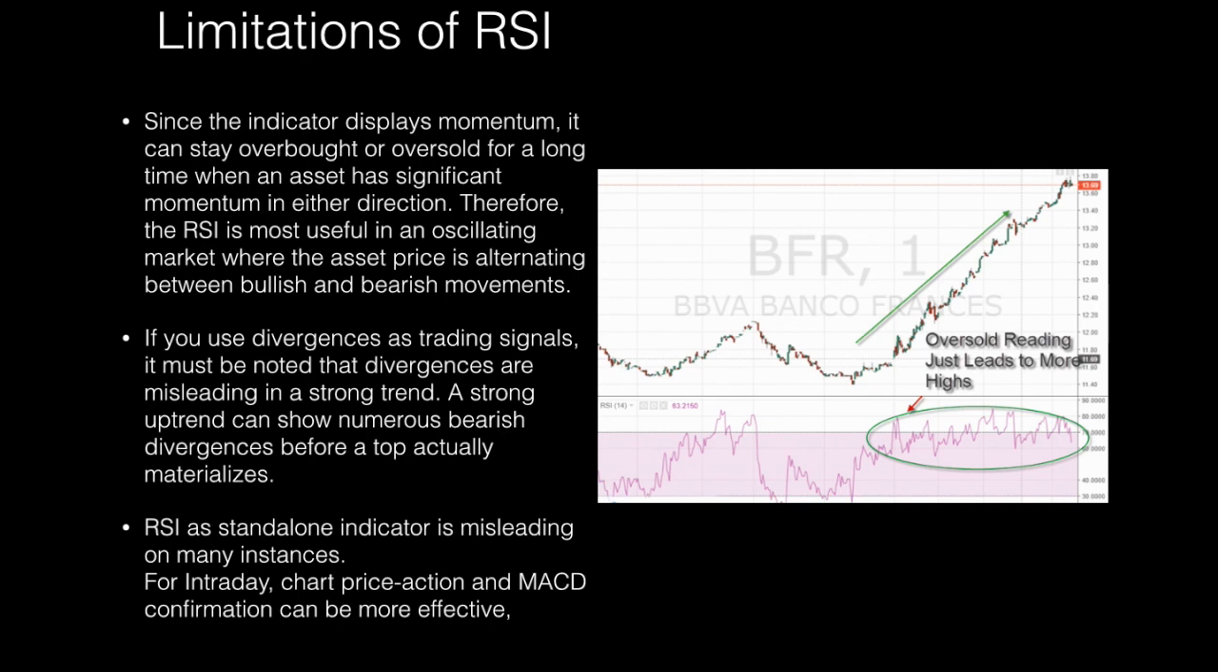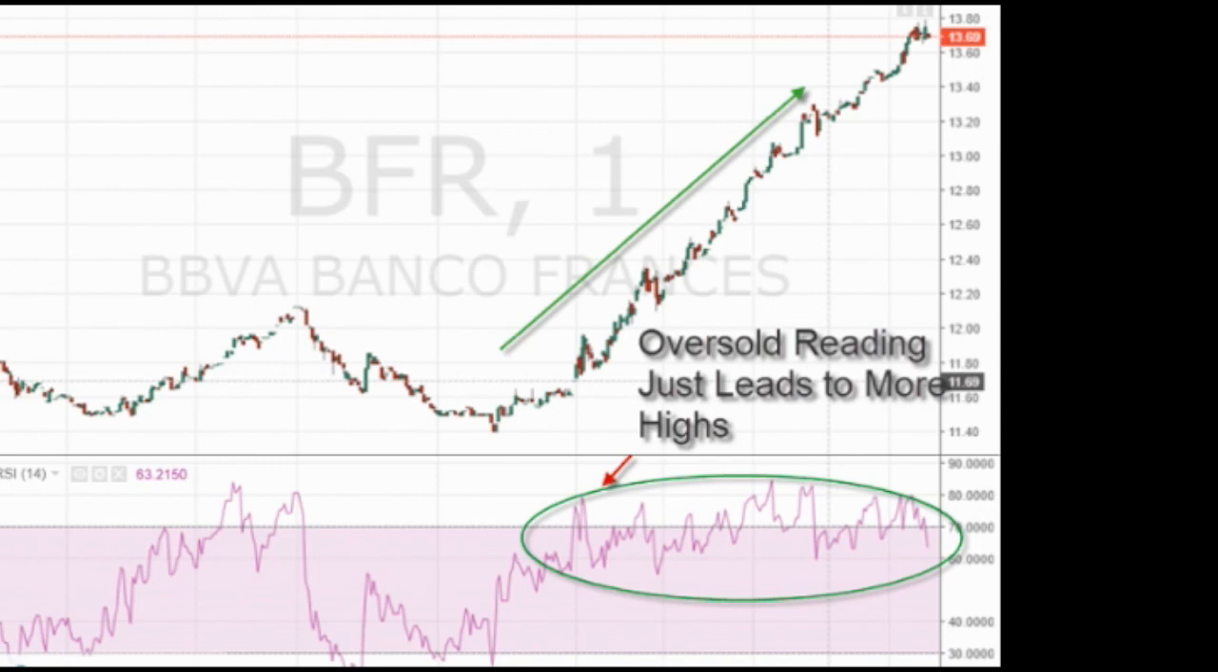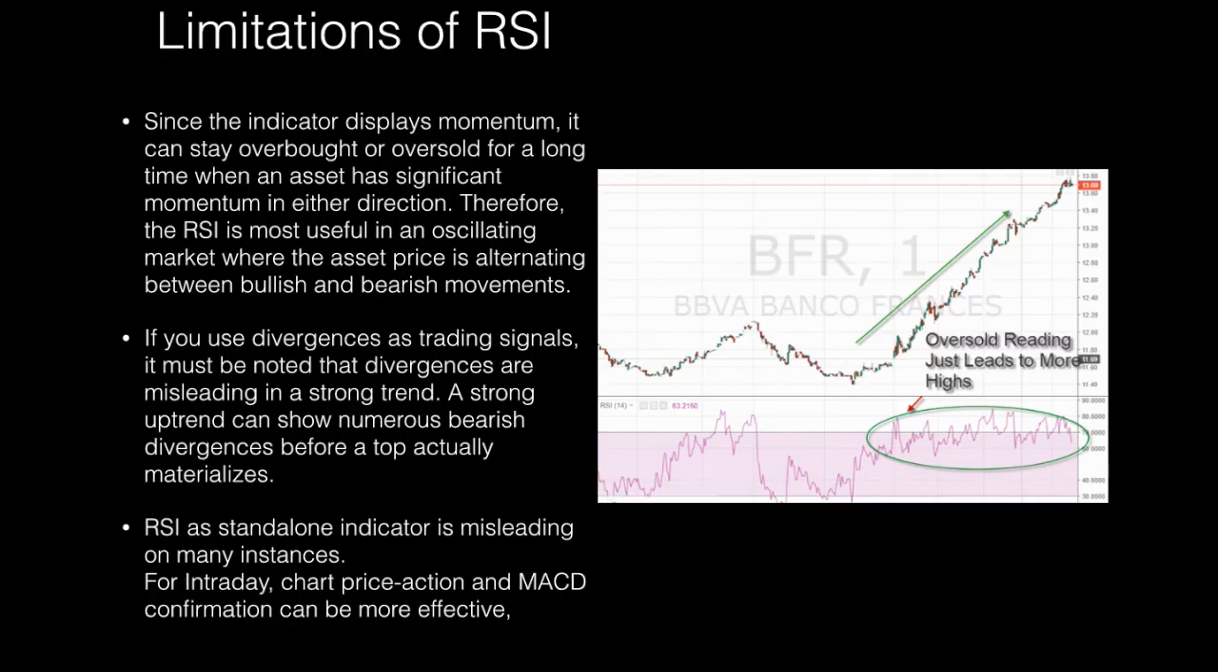A strong upward trend shows numerous bearish divergences before a top actually materializes. We can see that from the chart shared right next to it. In a strong uptrend, RSI was showing continuously overbought conditions, but the stock price kept on moving on the higher side. RSI as a standalone indicator is misleading on many instances. For intraday traders, chart price actions and MACD confirmation can be more effective.